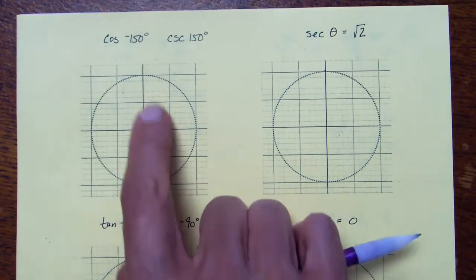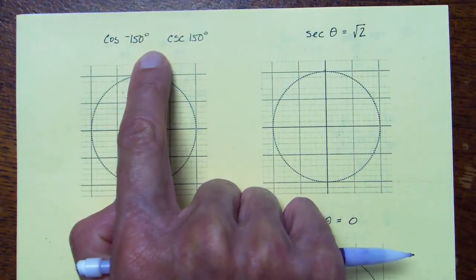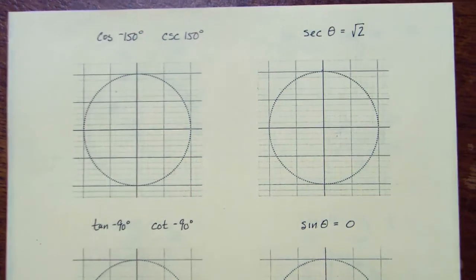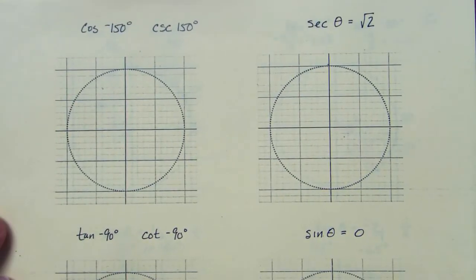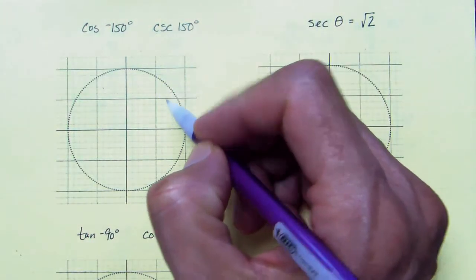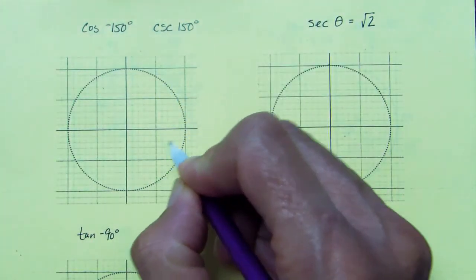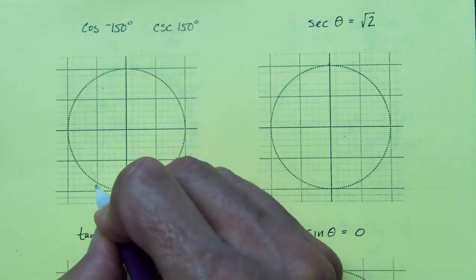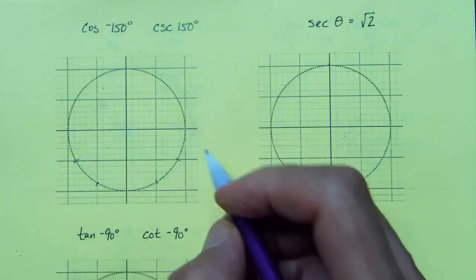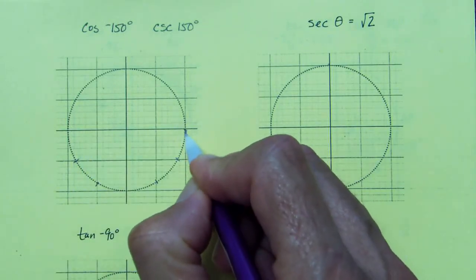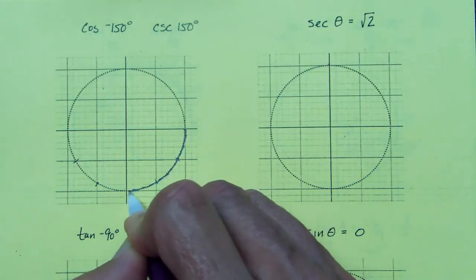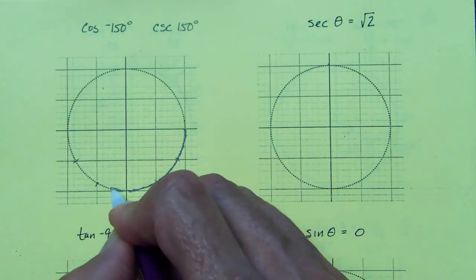Let's take this first one, cosine of negative 150 and the cosecant of 150. And now we're shooting for exact answers this time, not just estimates, but exact answers. So I've got my paper once again. I'm going to go ahead and scale it. Remember, about halfway is about 30. That'd be about 60, 90, 120, and 150. So we'll first of all draw in the rotation of negative 150. Remember, negative rotation goes clockwise. I'm just going to darken this in.